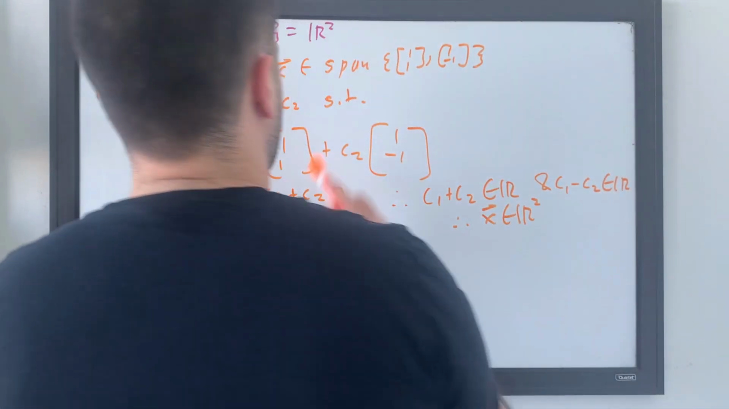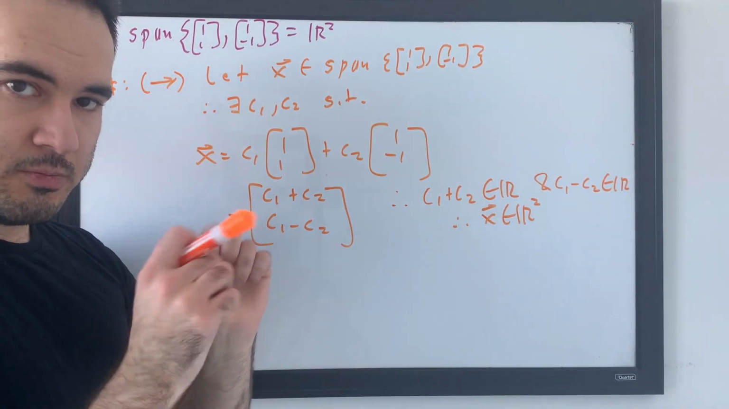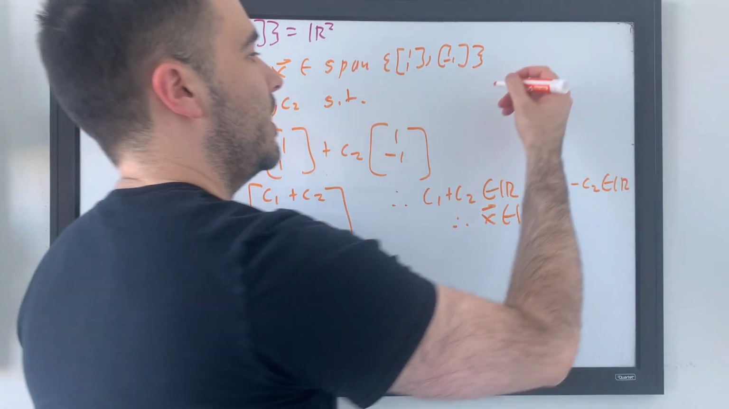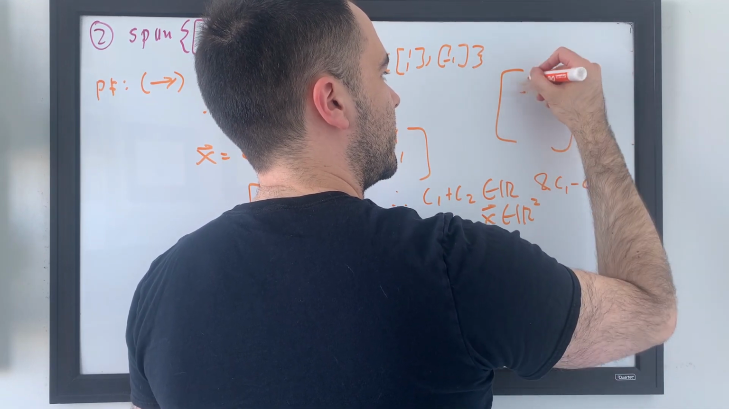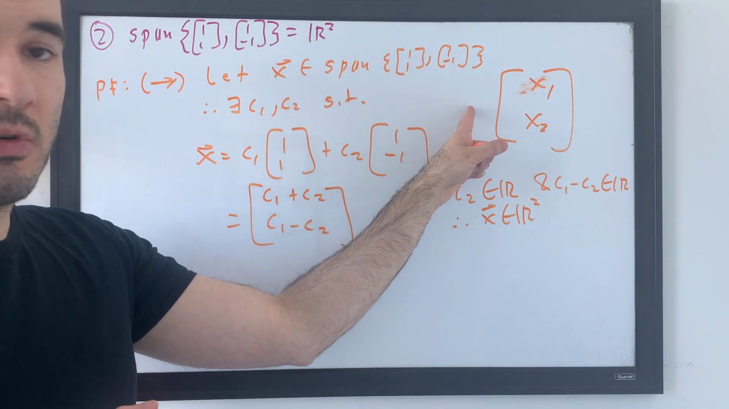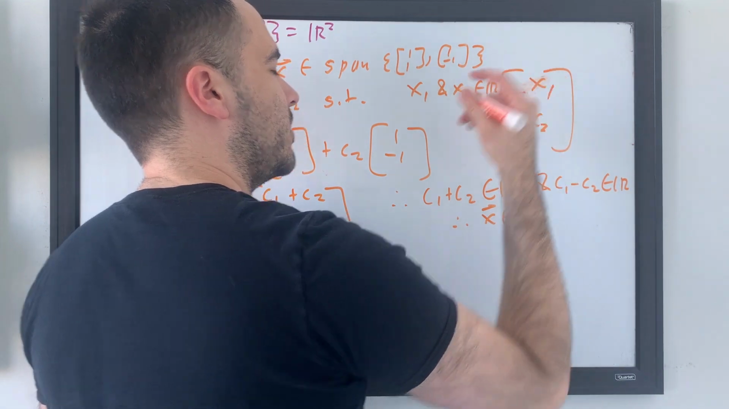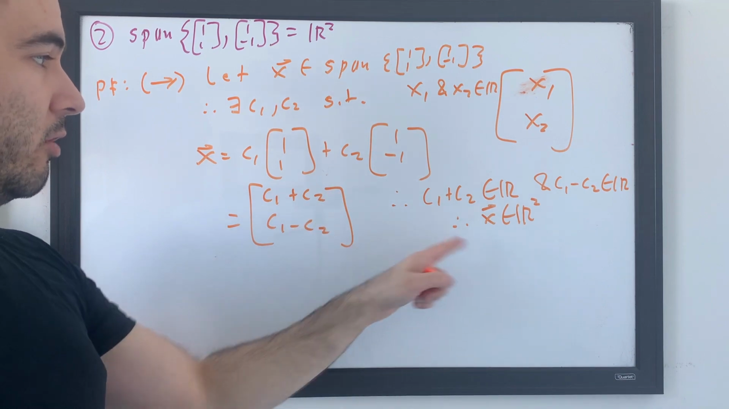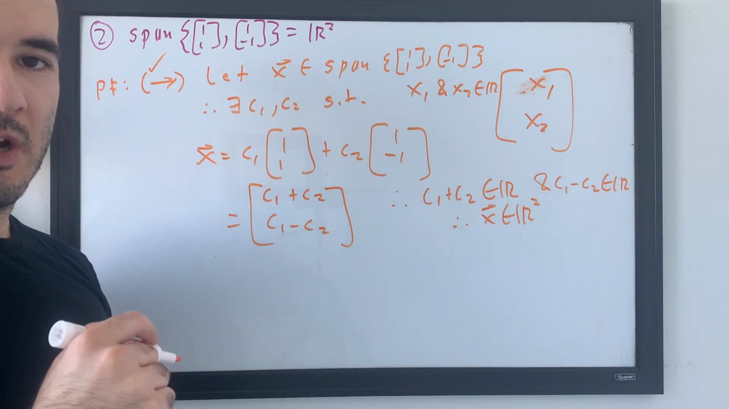Remember the definition we did in part 1: in Euclidean space, in these vectors of R squared, all it means is that you have something we could call x1 and x2, and anything within R2 has this form as long as x1 and x2 are real numbers. Because that's what it means to be in R2, that is all we had to show for the forward direction, and we are done. Now we can do the backwards direction.